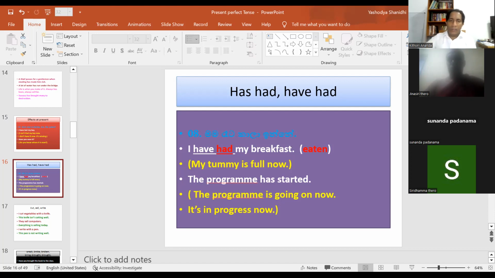The program has started. By using present perfect, when you say the program has started, you mean the program is in progress now. It's going on now. We are not talking about something that happened in the past.